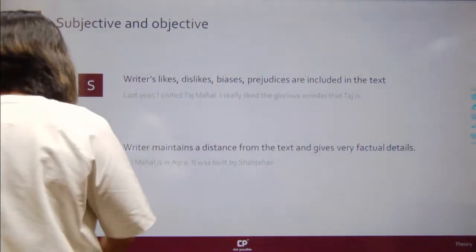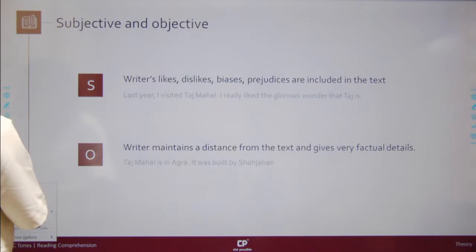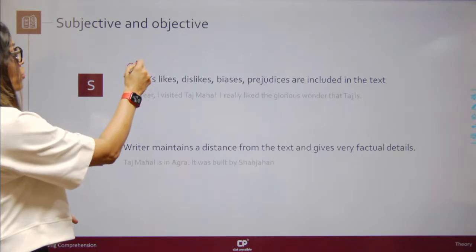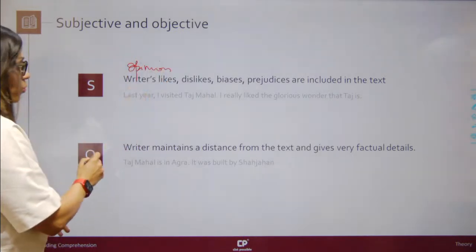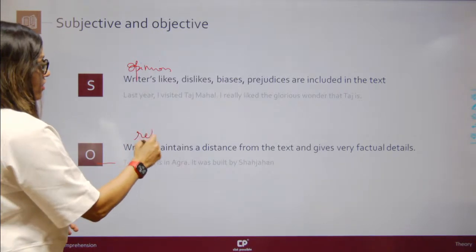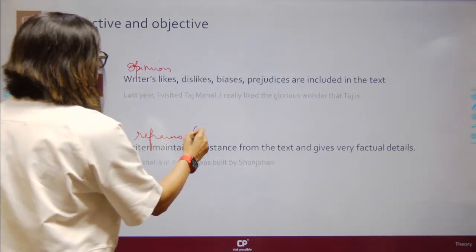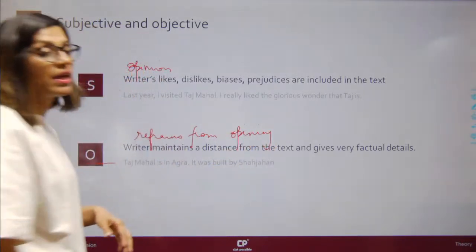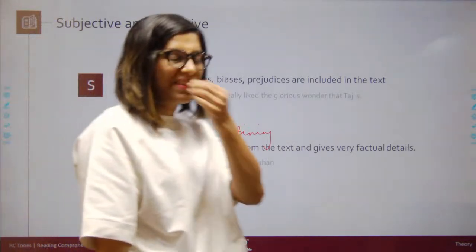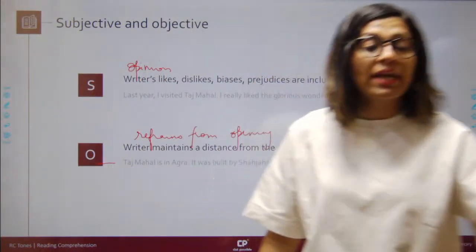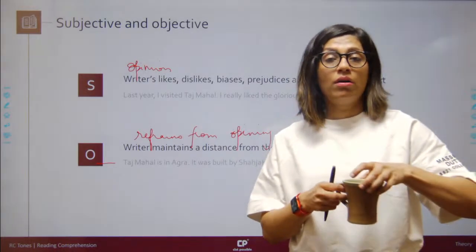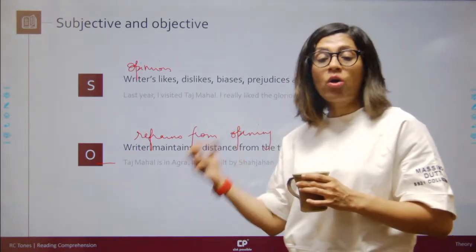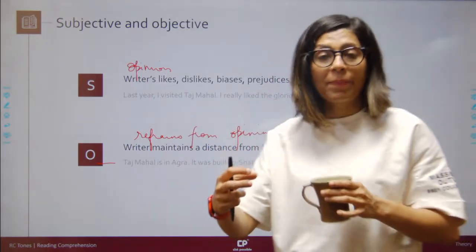Now there are two types of tones that we can broadly divide. One is where the author's opinion is used, and the other is where the author refrains from opining. That means the author is just being a neutral person, not using any opinion in the passage. So without the opinion of the author, this is a neutral passage.